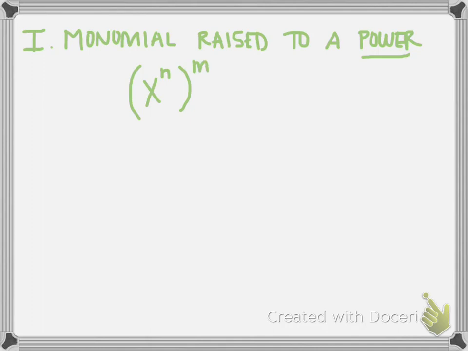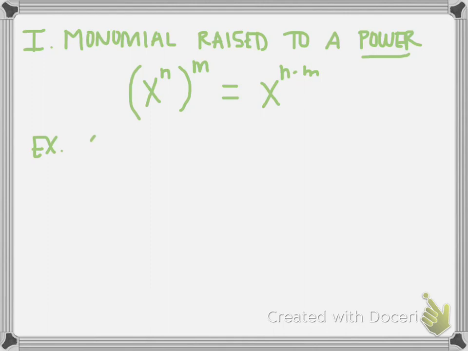Okay. So what we will do is we will multiply those exponents. So we will say x raised to the n times m. Okay, let me show you an example of this. Okay, why we can do that.